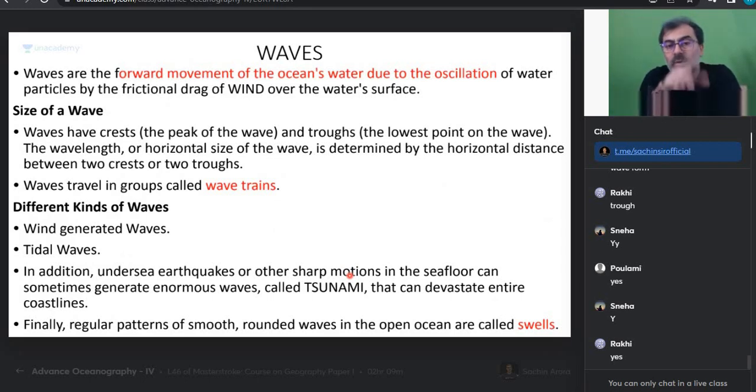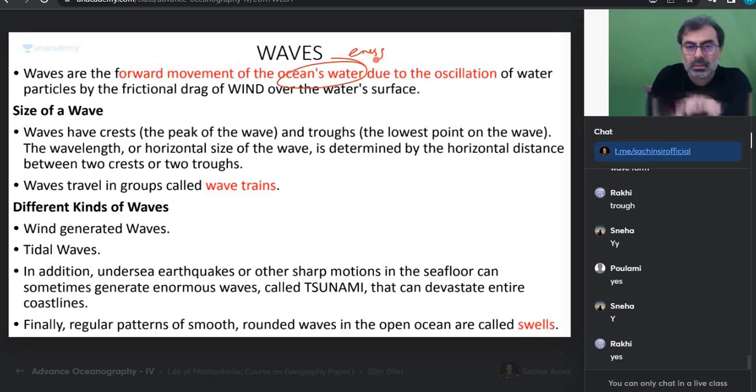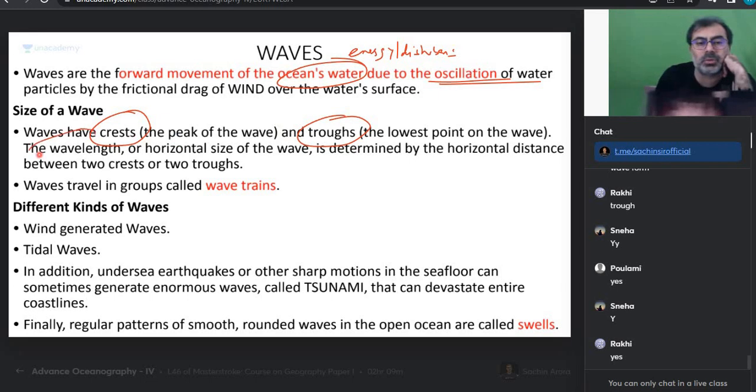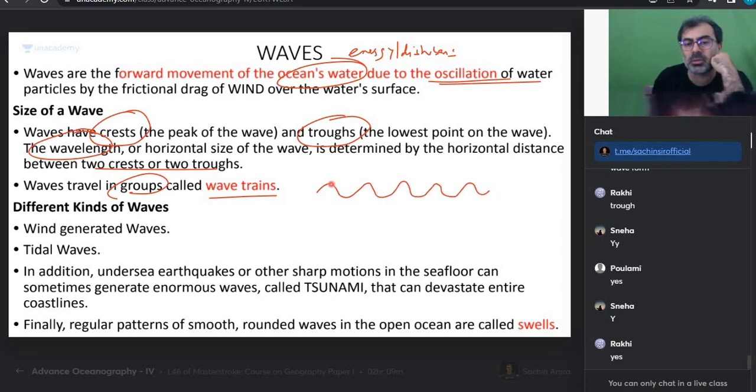Waves. Waves are forward movement of ocean water due to oscillation of water particles by the frictional drag of wind over water surface. So ये forward movement of energy or disturbance due to oscillation of water particles. Wave have crest, wave have troughs. The wavelength, we have already understood, is the distance between two crests. Waves travel as groups. Groups are called trains. So these are wave trains.